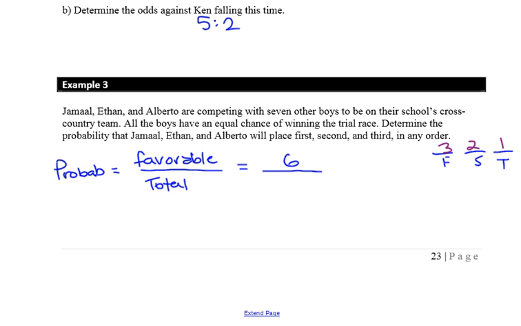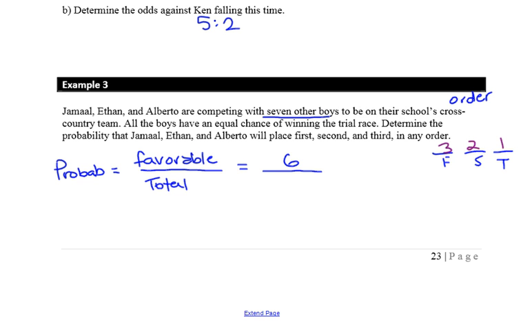How many people are there? 10 people, because there's Jamal, Ethan, and Alberto with 7 other boys, so 10 total. Now, does order matter here? It does matter, because there are specific positions: who places first and who places fourth. It matters which order they place. So order matters in this situation.